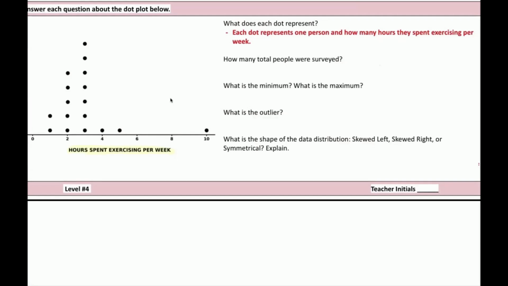So how many total people were surveyed? Well, we can just count all of our dots. 17 people were surveyed because if we count all of these dots, there are 17 dots.